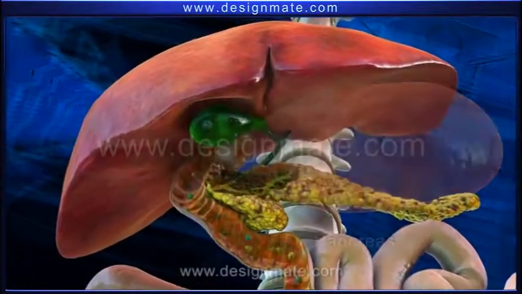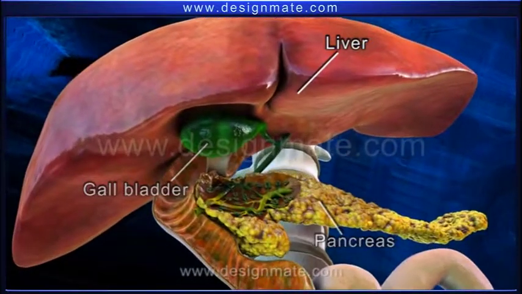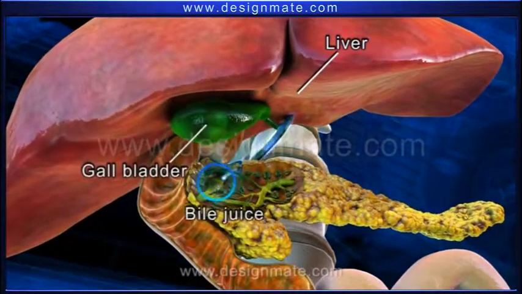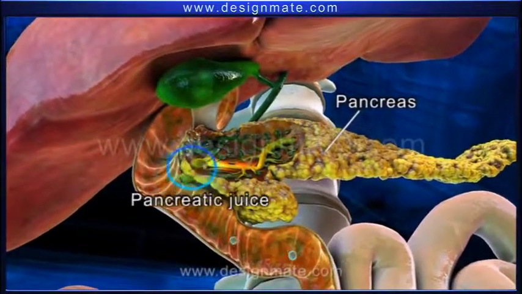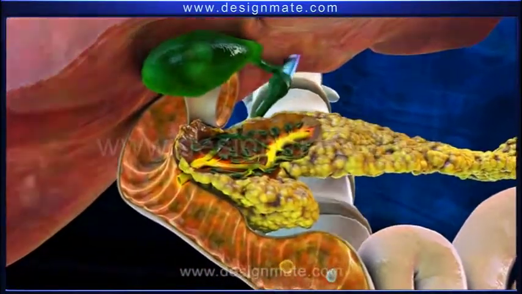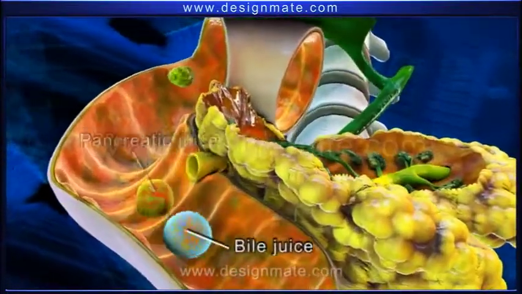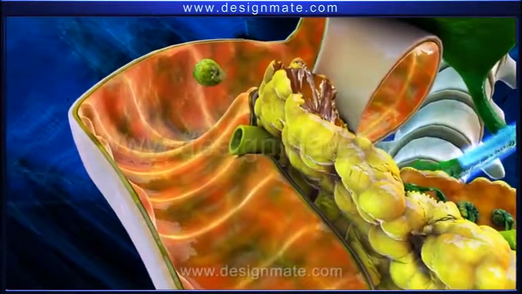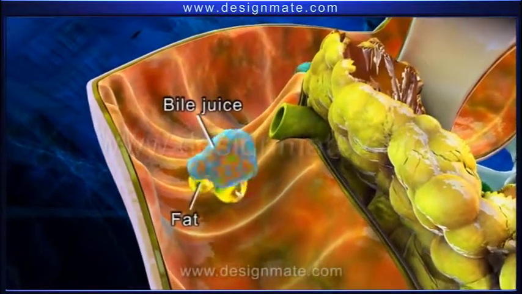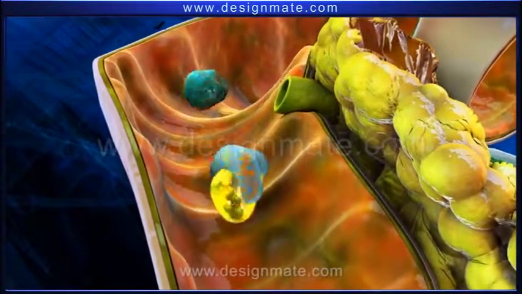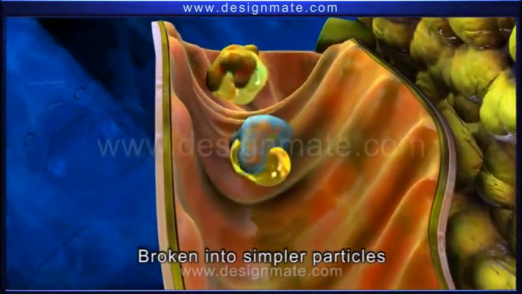The pancreas, gallbladder and the liver are the accessory digestive organs. Liver produces and gallbladder releases the bile juice, while the pancreas releases the pancreatic juice. These secretions enter the duodenum through the hepatopancreatic duct. The bile juice acts on the fat molecules, and the pancreatic juice acts on the food molecules and breaks them down into simpler particles.